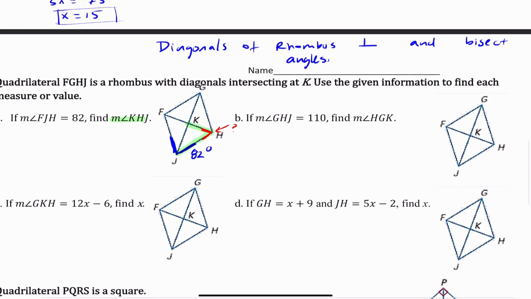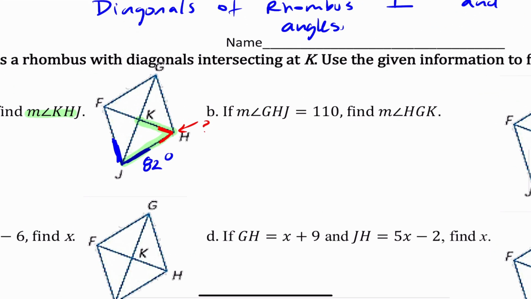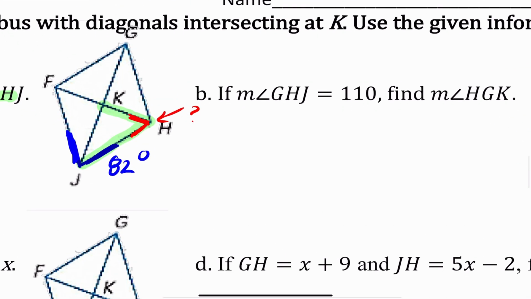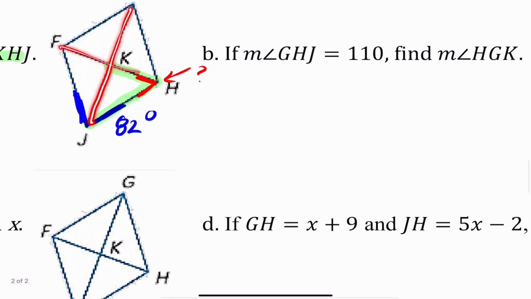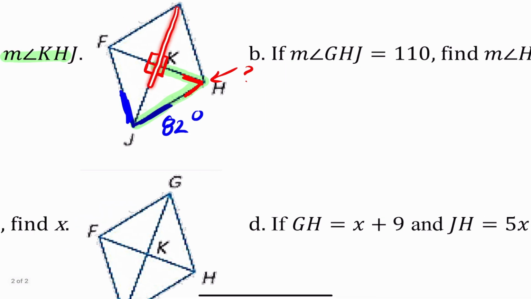Well, first of all, what did I say at the beginning? The diagonals of a rhombus are perpendicular, and they bisect the angles. So that means these diagonals will intersect at 90 degrees. So this is 90 degrees, this is 90 degrees, this is 90 degrees, and that's 90 degrees. And we know that this whole angle here is 82, and this diagonal is going to split that 82 into two congruent parts. So it's basically saying, what's half of 82? Well, half of 82 is 41.